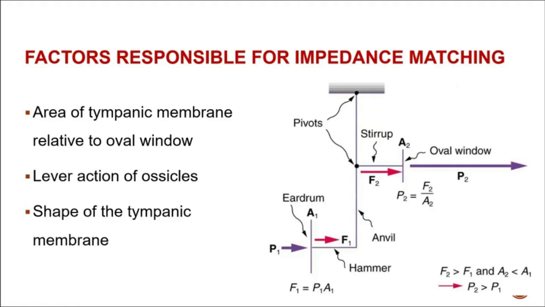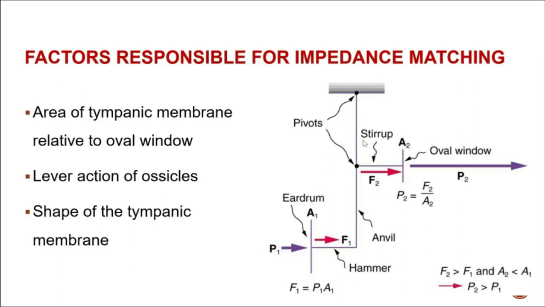We are going to apply pressure on the tympanic membrane because of the sound coming and hitting my tympanic membrane. This pressure which is applied here is P1, and the pressure applied at the oval window, that is P2, is more than the pressure applied by the sound wave at the tympanic membrane. So what your middle ear does is match the impedance, or it does the impedance matching for the sound wave. So let us start with how it is done by the ear.